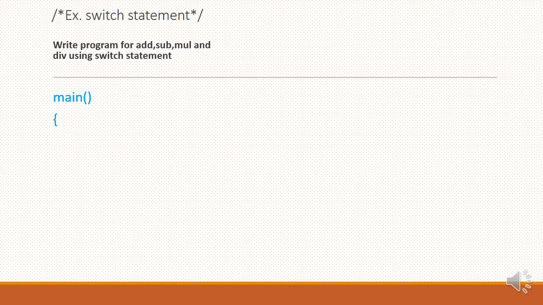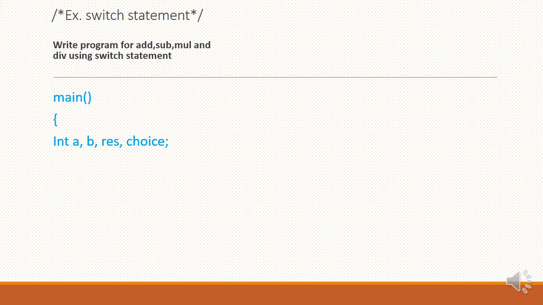So what should I do? I have to declare the two variables, and to store the result I also have to declare a variable. As usual, I have written int a comma b comma, and I want to store the result in the res variable. You can take any name. I have also taken choice, which is for the switch statement. Always the choice should be an integer, then it is better. If you want, you can take an expression instead of choice.